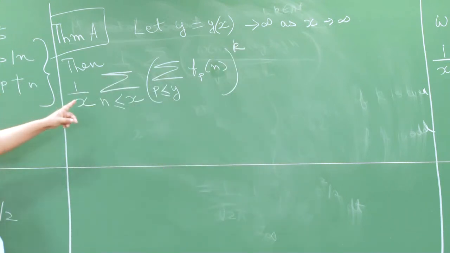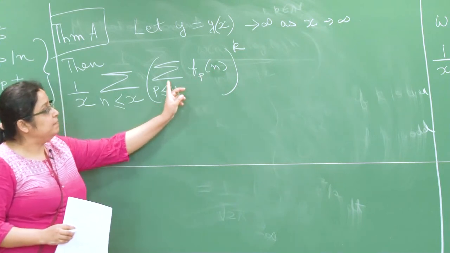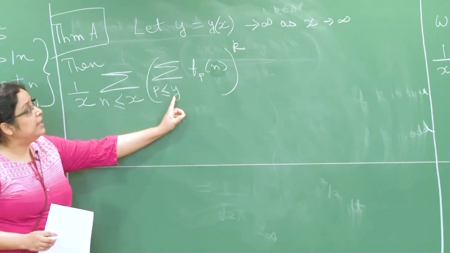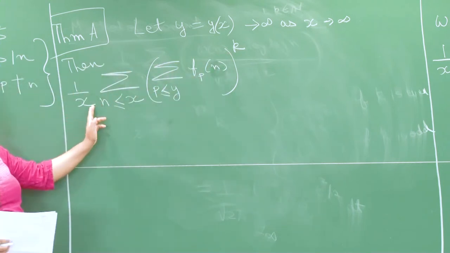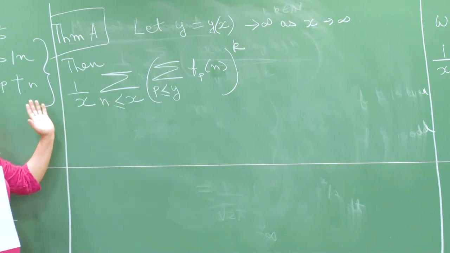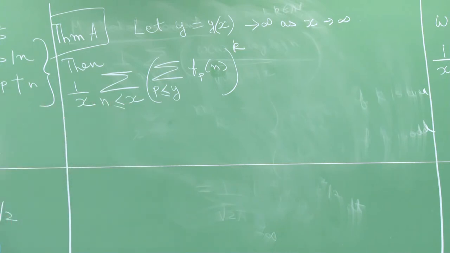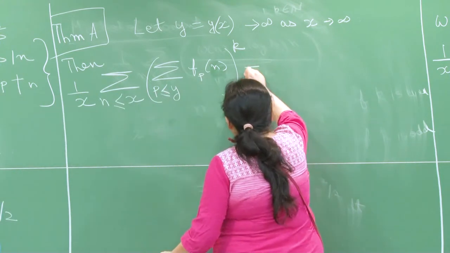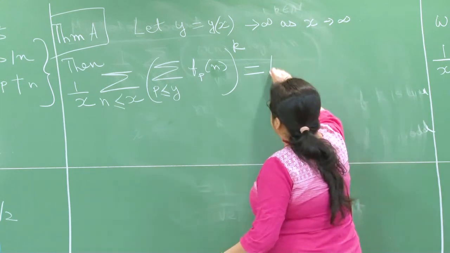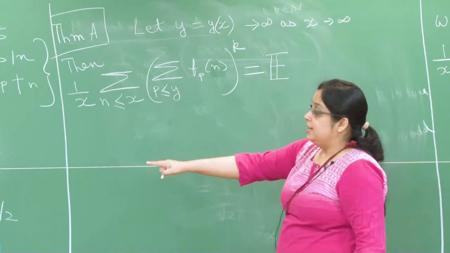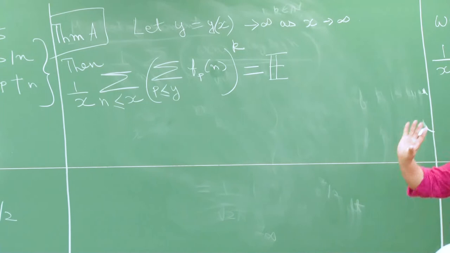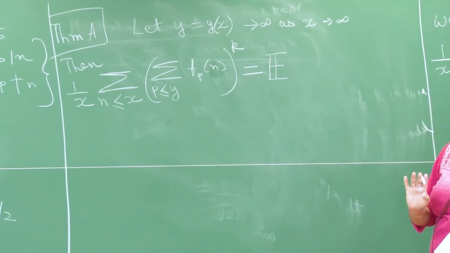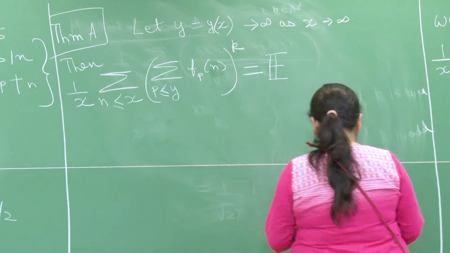Okay, so for every n, you take sums of f sub p of n as p runs over all the primes up to y and take the kth power of this sum. Consider its expected value in the set of all natural numbers up to x. What happens? It turns out to be equal to the expected value of an abstract random variable, plus an error term. This is where most of the work is going to happen in the proof of the Erdos-Kac theorem.